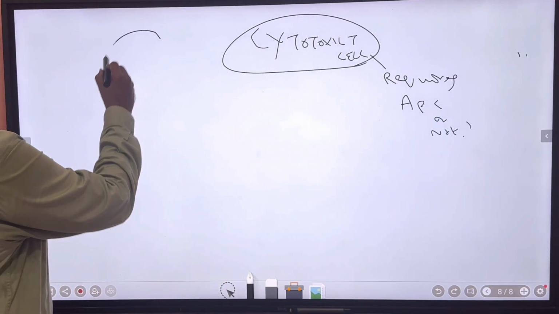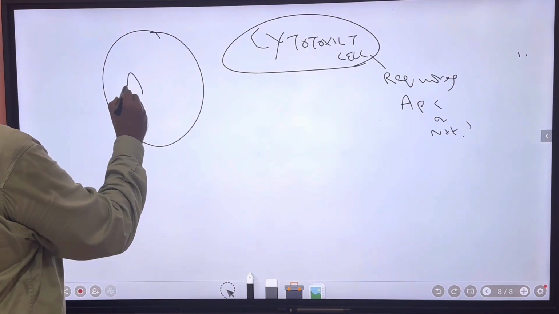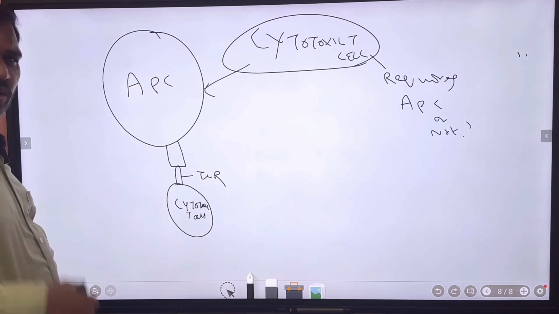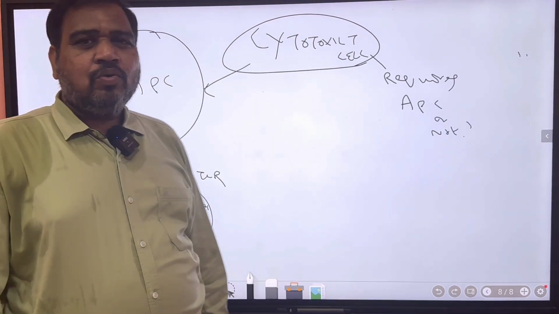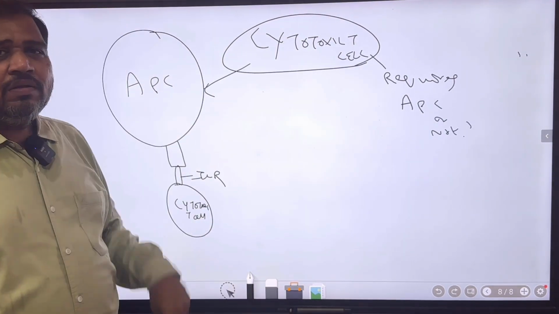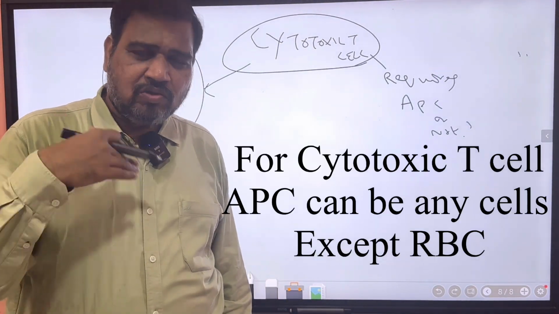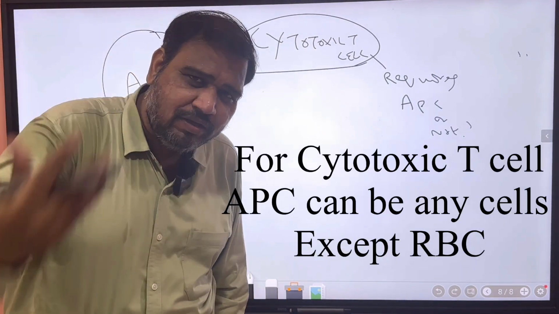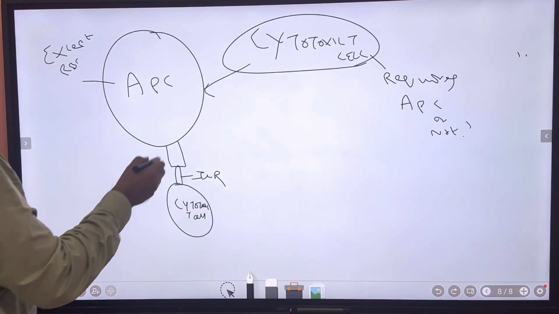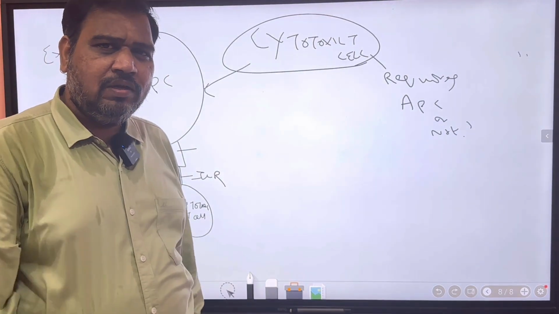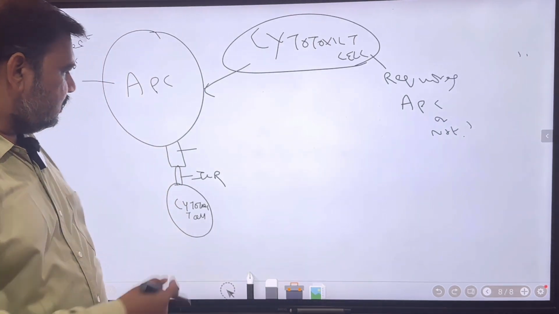I am going to draw that. APC. This is T cell receptor. This is cytotoxic. You try to answer. What could be this antigen presenting cell? Antigen presenting cell could be anything. It even could be macrophage, it could be B cell, it could be all types of cells except RBC. Now what is this? You have to answer. Already we have gone in depth regarding cell mediated immunity. Yeah, this is MHC.